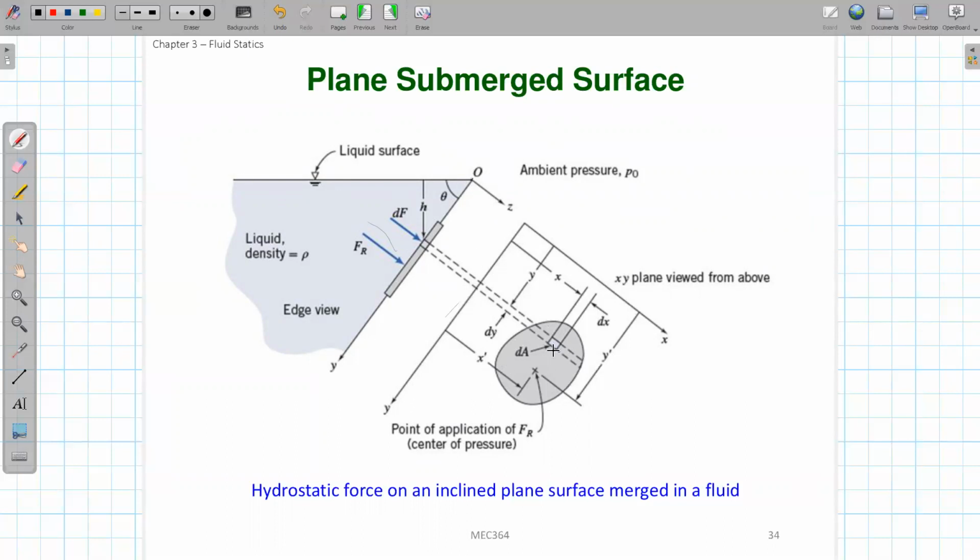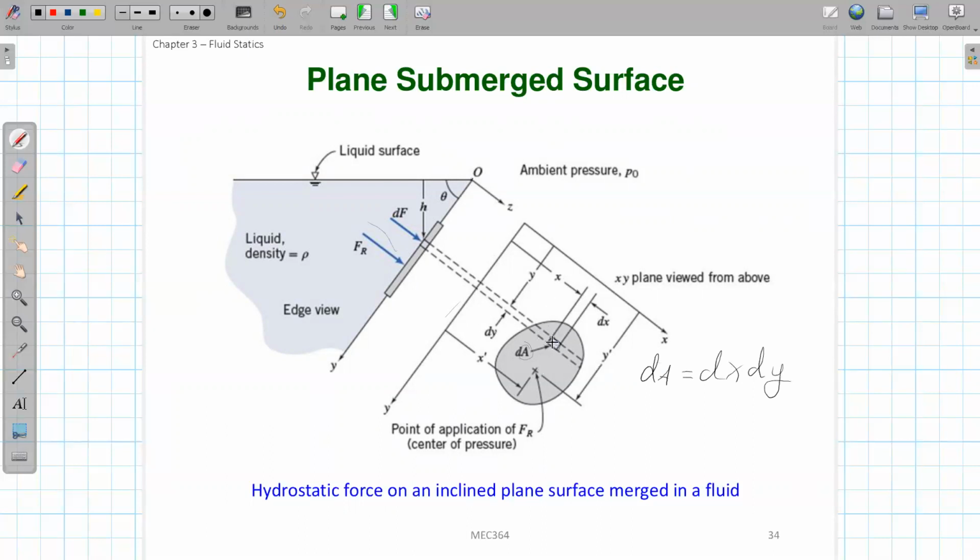Let's do similar things to what we did for the control volume before. Let's first study only a small element on this surface, and this small element has an area dA. This element is defined by this length dx in the x direction and this length dy in the y direction. So basically we know that dA equals dx times dy.